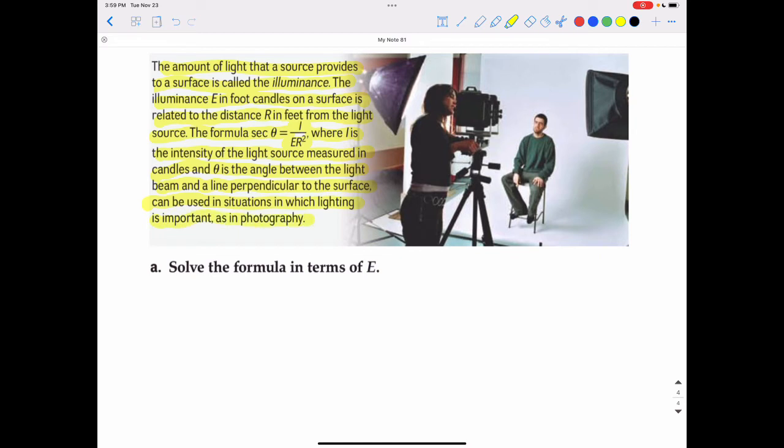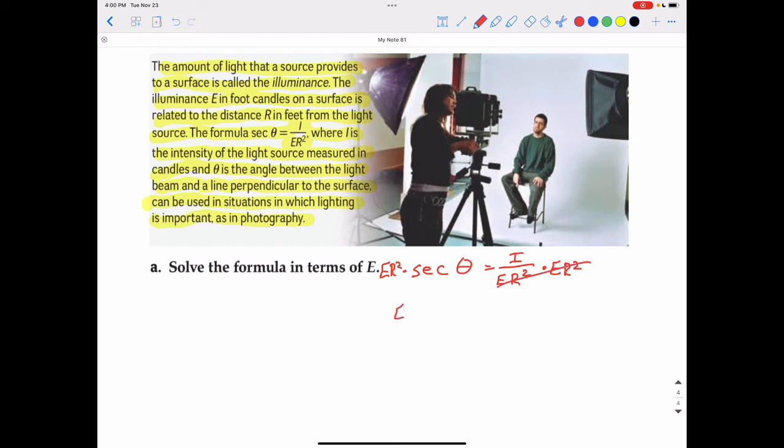Solve the formula in terms of E. So let me first rewrite the problem. It is secant theta equals I, that is capital I, don't confuse that with the square root of -1, which is small i, over ER squared. And we are to solve this in terms of E. So I've got to get the E by itself. I could start out by multiplying both sides by ER squared, and that will eliminate the fraction.